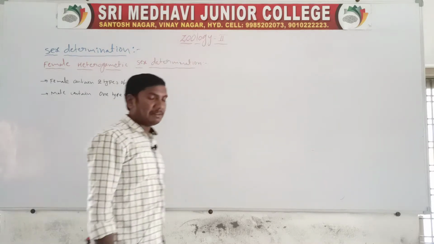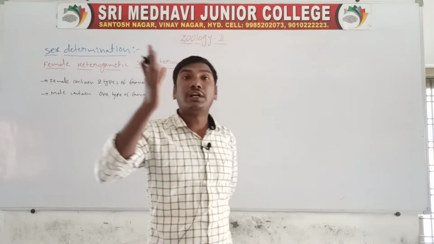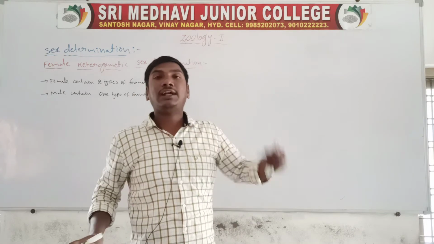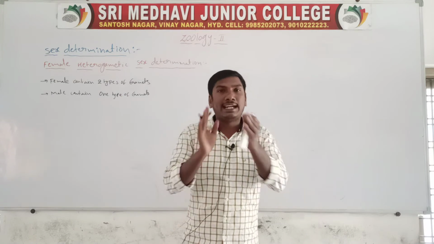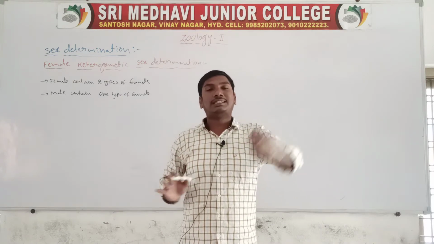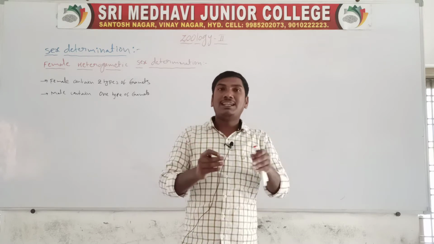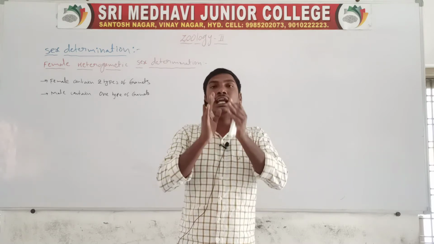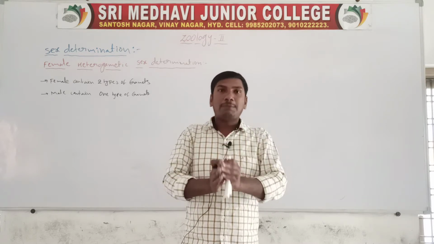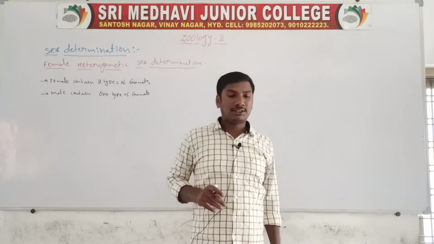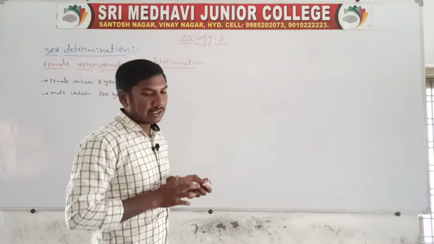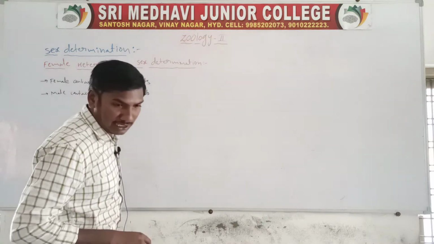One type of gamete means the males are homogametic. Females are heterogametic. Heterogametic means dissimilar, so there are two types of ovums present in the females. But the males are homogametic. Homogametic means these organisms contain the same type of sperms. So there are two types: Z0 ZZ type and ZW ZZ type.